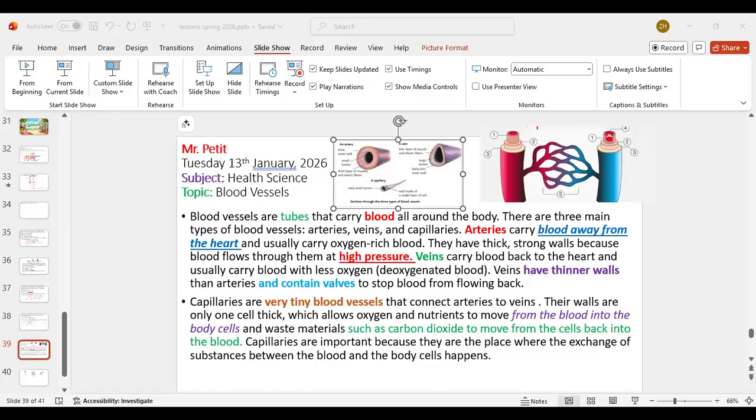Mr. Petit, I sent you a message on WhatsApp. Who's that speaking? Nalia. Say it again. Nalia. Okay. No problem. Yes, you can say for health in general.